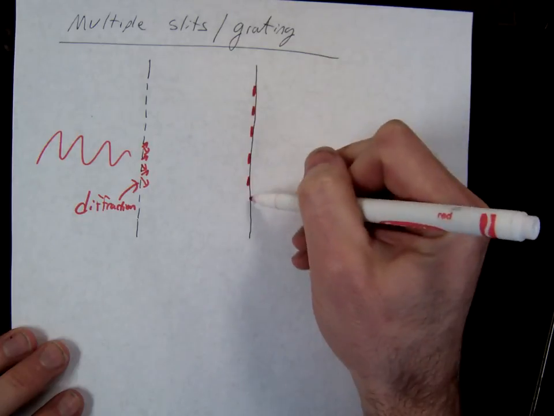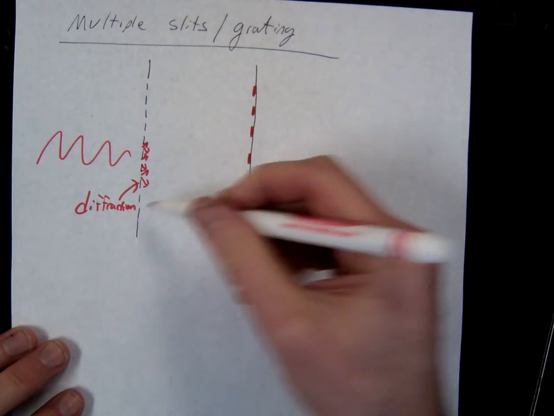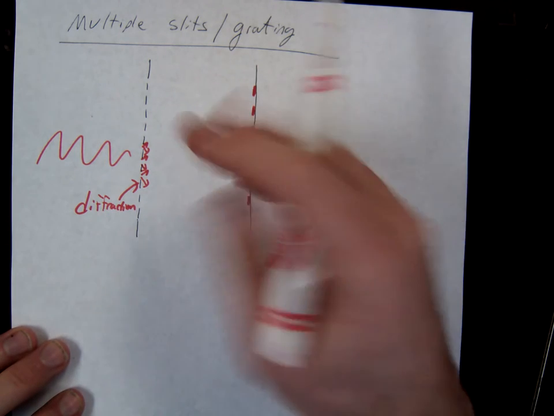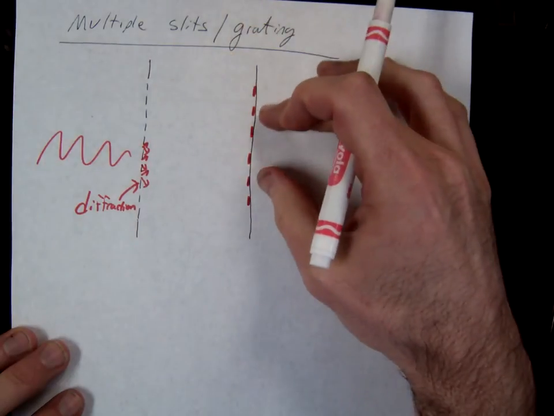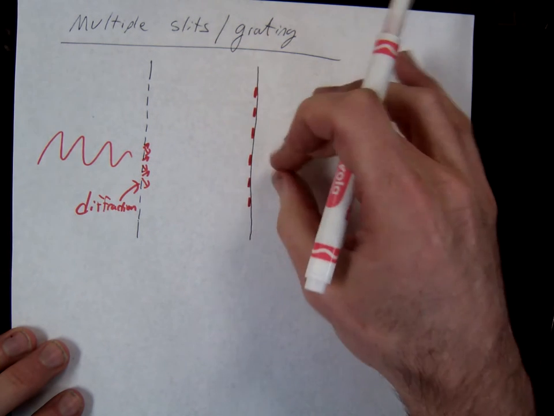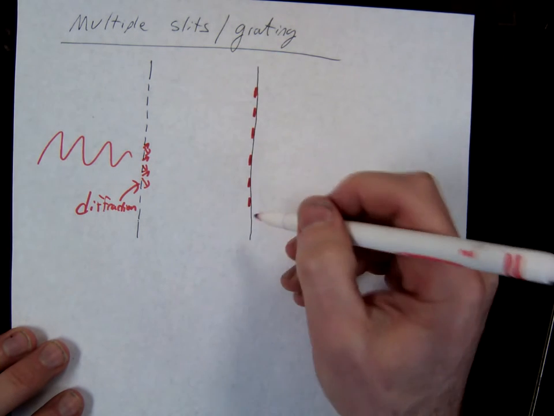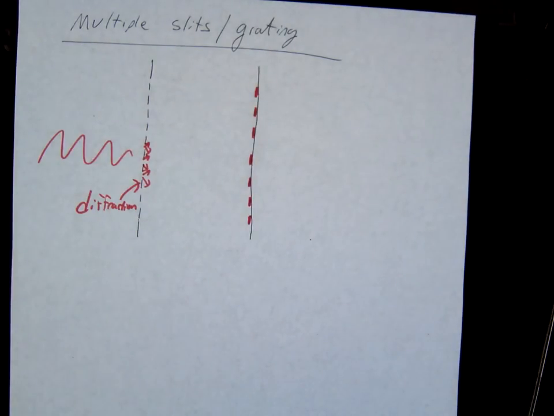Now it is important to understand that these bright points do not correspond to the openings in the grating. In fact, the closer the spacing of the openings, the wider the spacing of these points back here. The fringes spread out. So this would be the pattern that we get over here.